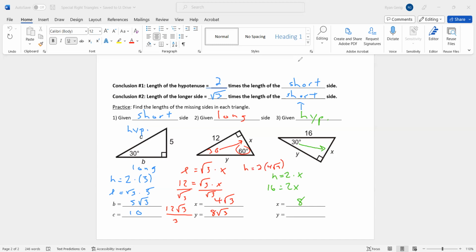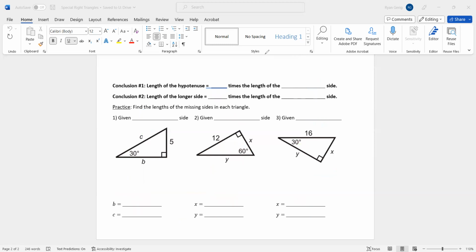Now I can do the second conclusion, and the long leg is equal to the square root of 3 times the short leg, which is 8. Just found it. So 8 radical 3 is my long leg. Okay. We're going to spend a couple days on this because it is that important that you understand these relationships and you can use them accurately.